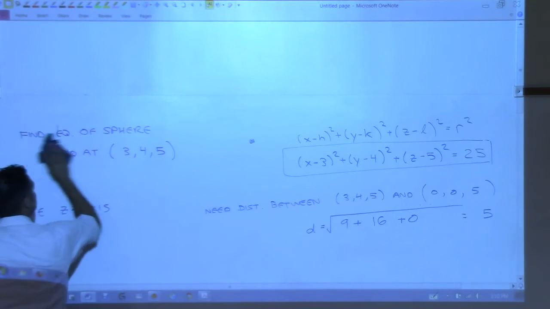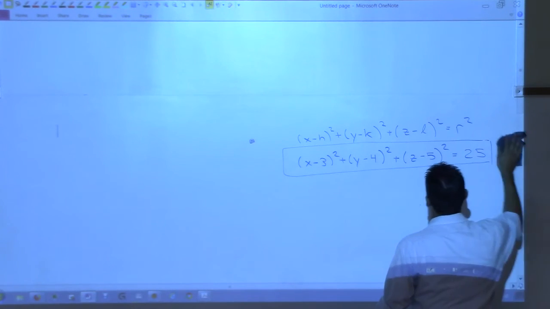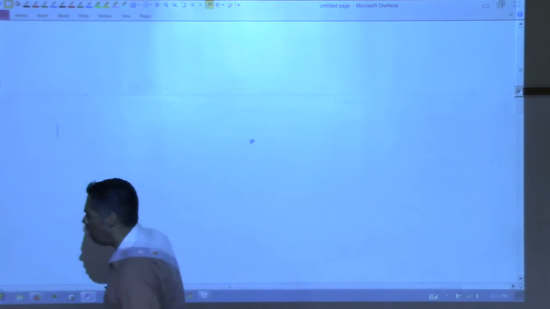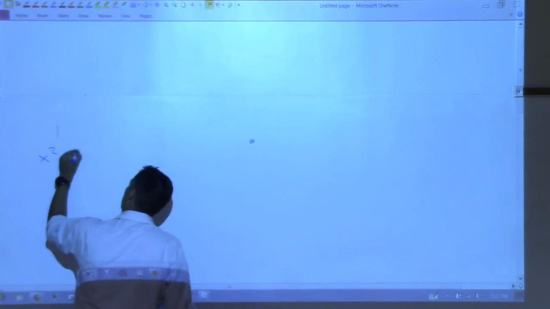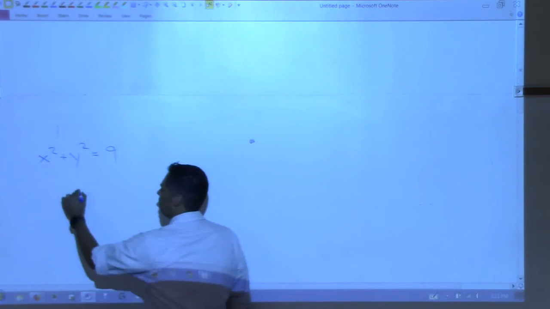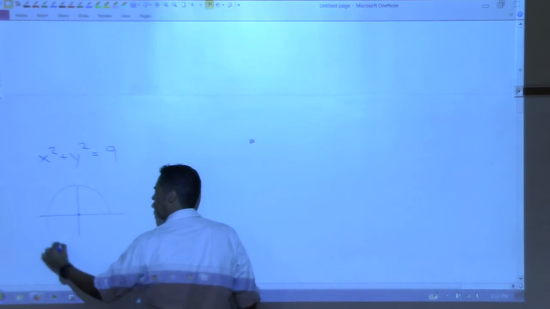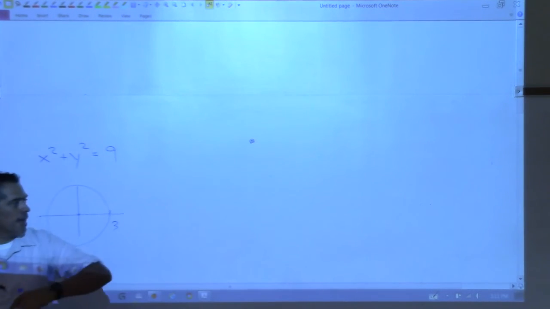Let's look at this inequality. Do we all know what that is? Circle. Centered where? 0, 0. Radius 3. So it's all those points that are on that circle. Okay, what about this?